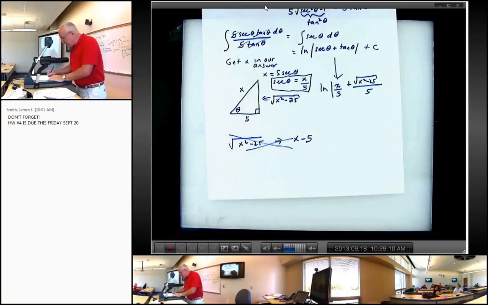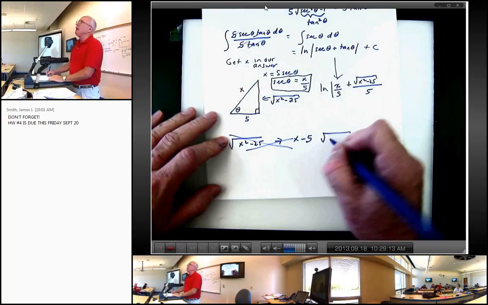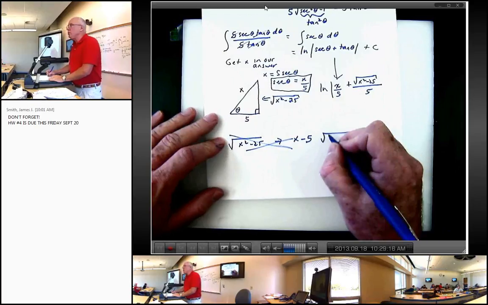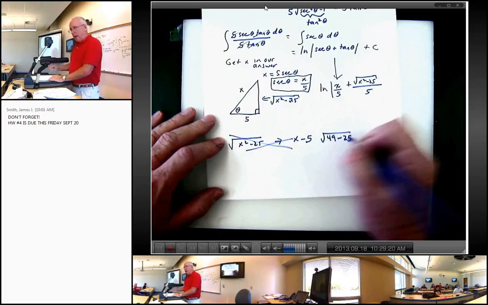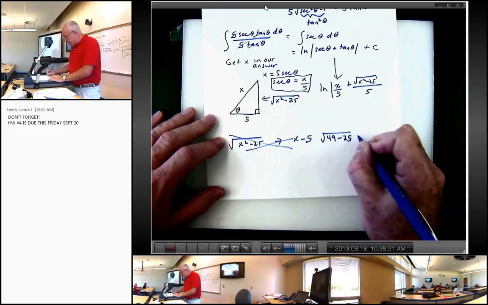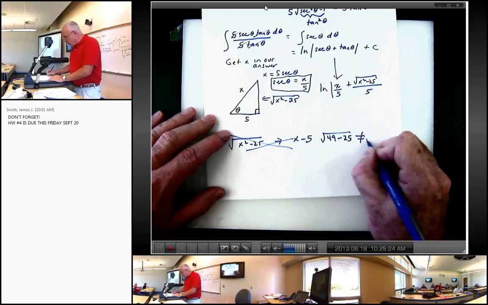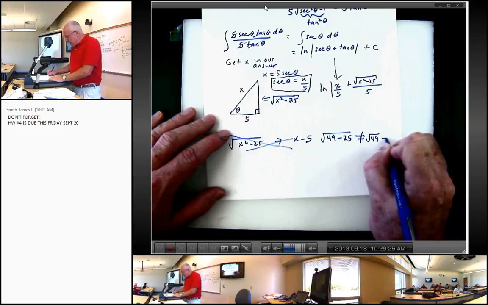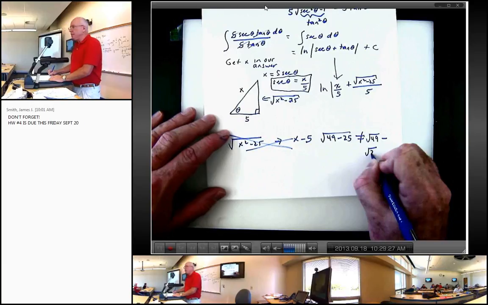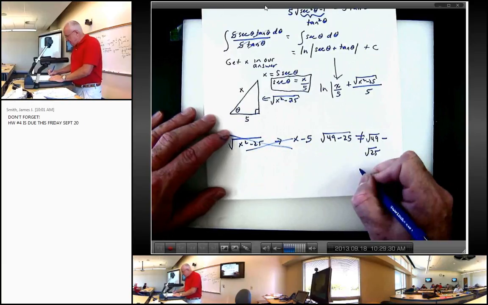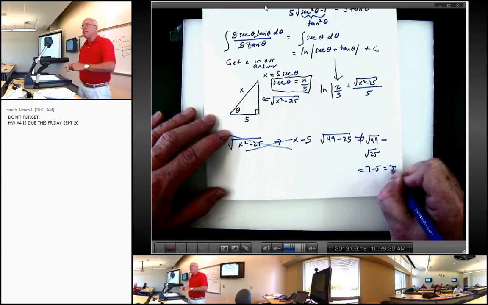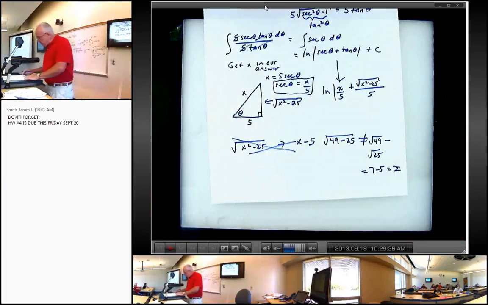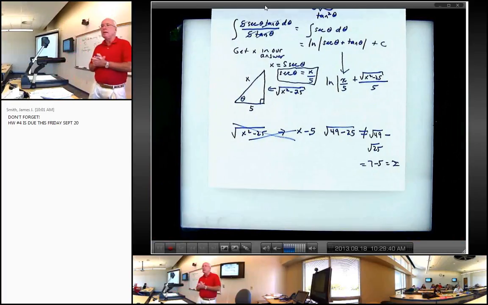In other words, I can't do something like, say, the square root of 49 minus 25. I cannot say that that's the square root of 49 minus the square root of 25. This I cannot do. 7 minus 5. Oh, so I figured out from this inaccurate algebra that the square root of 49 minus 25 is equal to 2.